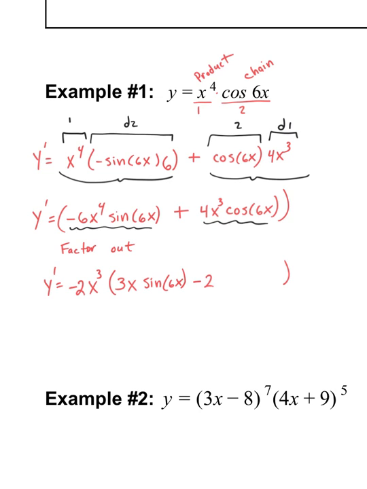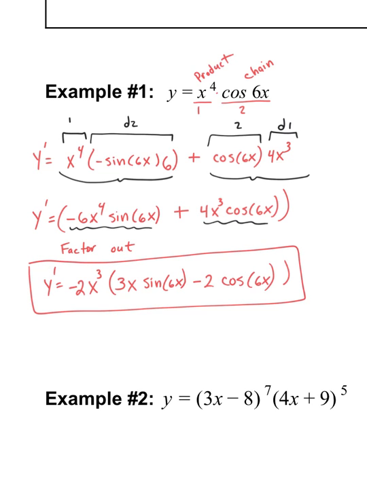The x to the thirds are going to cancel out, and I'm still left with the cosine of 6x. So there is my final best factored answer.